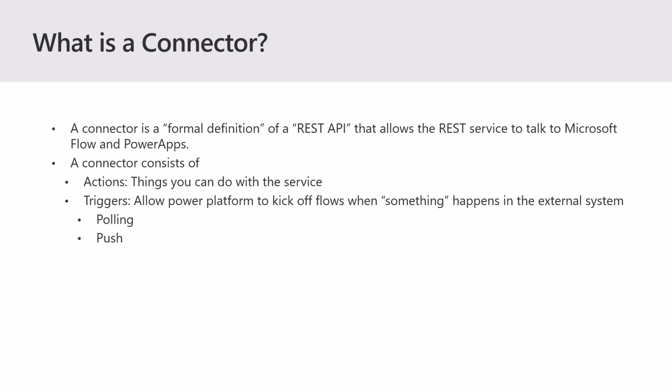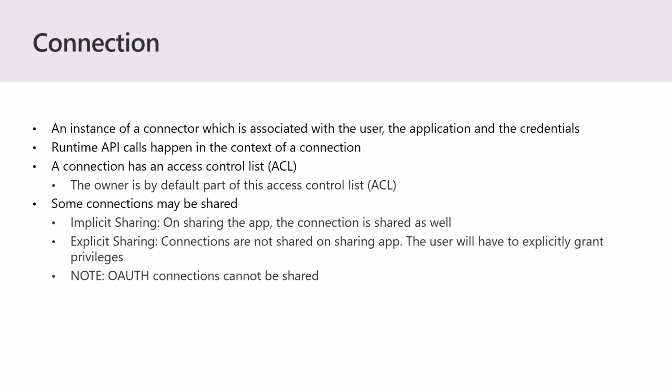Now that we have the definition of the connector reviewed, let's take a look at what a connection is. When a user opens an app using a connector, a connection is created and it's associated with the user, the application, and the credentials used to access the service. The runtime calls to the API occur in the context of the connection. A connection also has an associated set of users called the access control list. These are users who have access to that connection. The owner of a connection is always a part of this list.